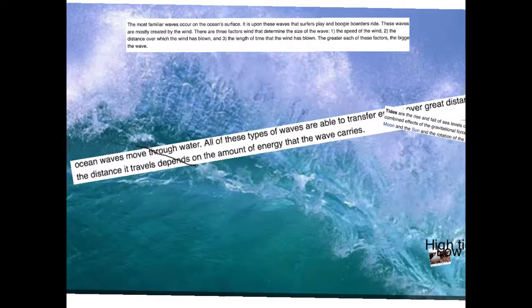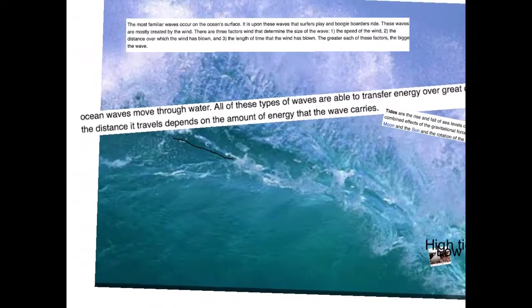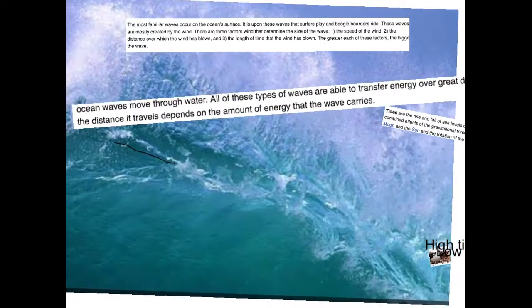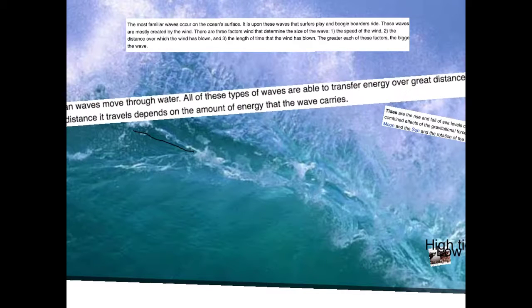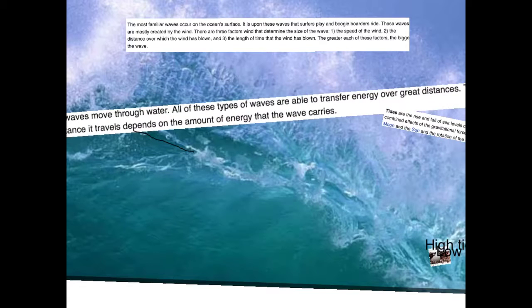The next is that the whole point of the waves of the ocean is that all types of waves are able to transfer energy over a great distance. Over the great distance it travels, depending on the amount of energy the water carries. This is what causes tsunamis. That is a huge amount of energy because of an under ocean earthquake or something that causes all of this huge wave to form. So all waves is a transfer of energy.